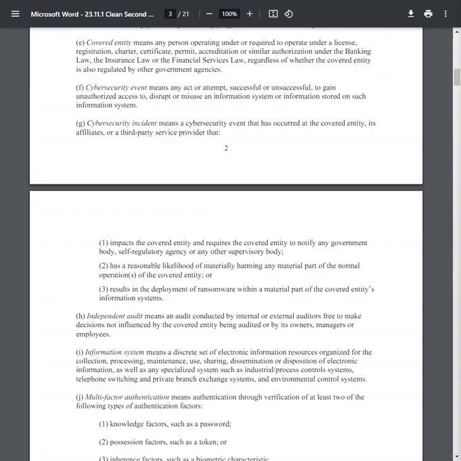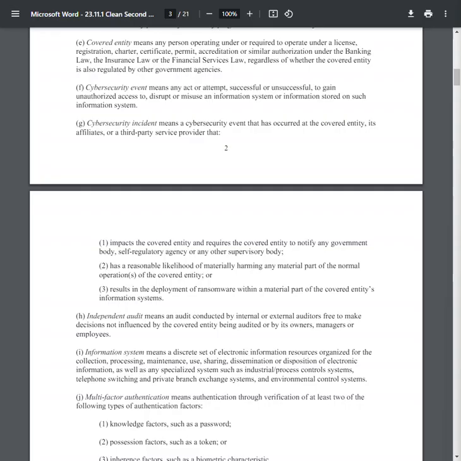So, in a nutshell, event will be an attempt, whether successful or unsuccessful. It may be serious or it might not be, depending on what happened. An incident might be more like a breach or a ransomware attack. So, it's something that is more serious.